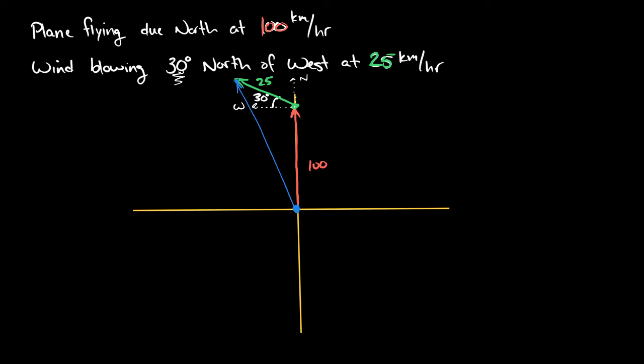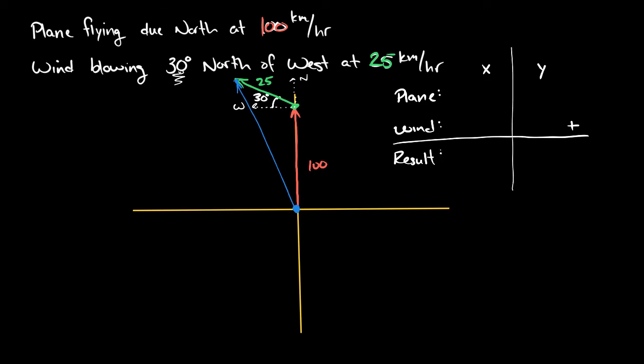How do we do this in practice? Well, to do this in practice, we're going to take the plane, break it up into X and Y. The wind, break it up into X and Y. And then we're going to add those two components together to get the result. So it's kind of like a chart. We're going to have the plane's X and the plane's Y, the wind's X and the wind's Y. Add them together, and we'll get a resultant vector.